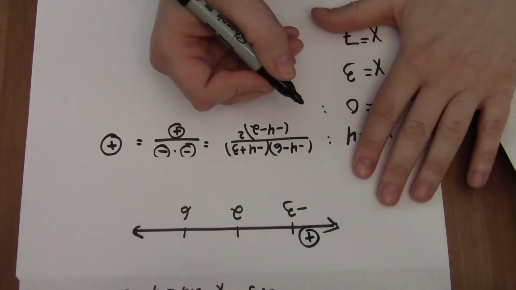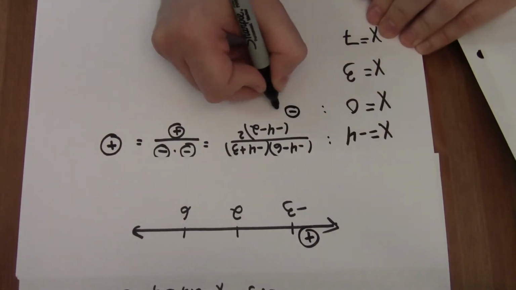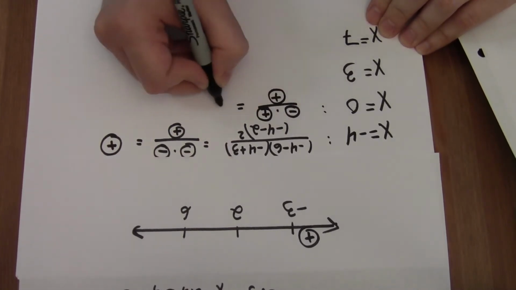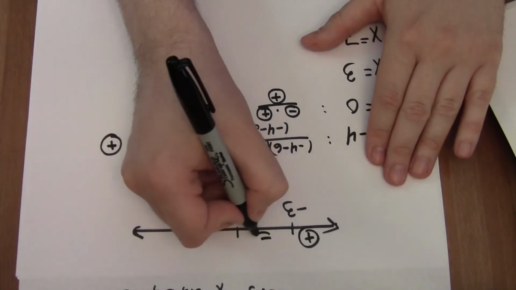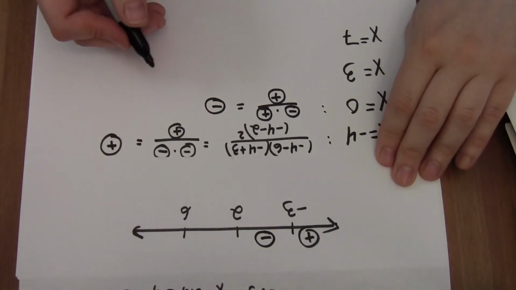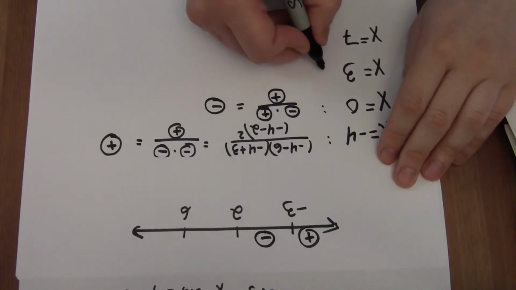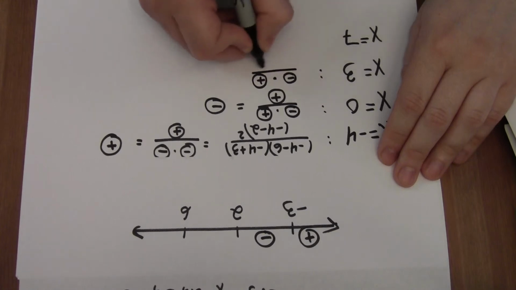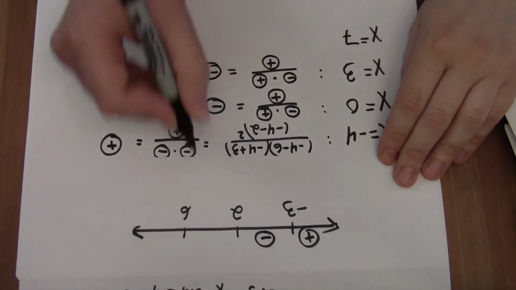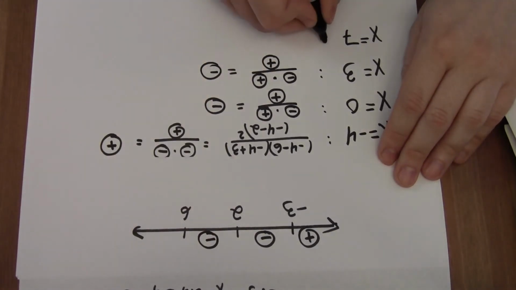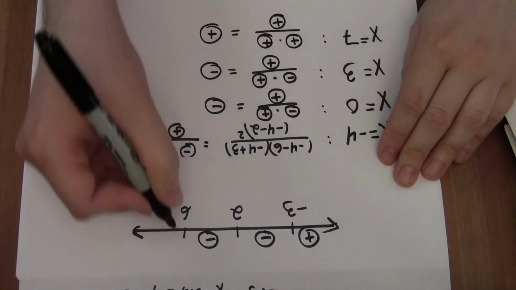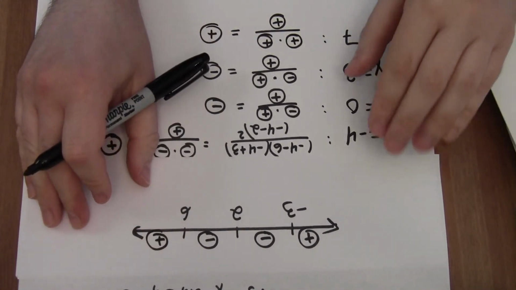When you plug in 0, 0 minus 6 gives you something negative. 0 plus 3 gives you something positive. The denominator is also positive, so that second region, a negative times a positive divided by a positive, will be negative. Plugging in x equals 3, you get a negative times a positive divided by a positive, which will again make that region negative. Plugging in x equals 7, you get a positive times a positive divided by a positive, which gives you a final positive region.